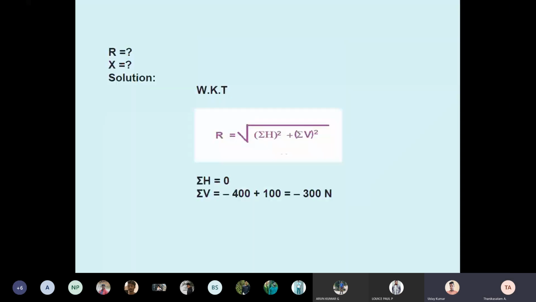Summation of H is 0, summation of V is minus 300. In the graph, I'll explain simply. For example, x equal to 0, y equal to minus 3. Where is the point located in the graph? Tell me.